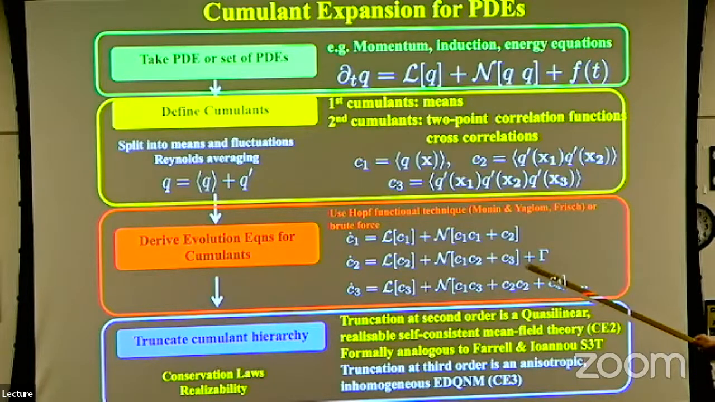But you don't have to stop at C2. You could put C3 in. So truncation at third order, if there are any turbulence experts in the audience, is an anisotropic, inhomogeneous version of what's called the eddy-damped quasi-normal Markovian approximation. Okay, that's a tough thing to say.